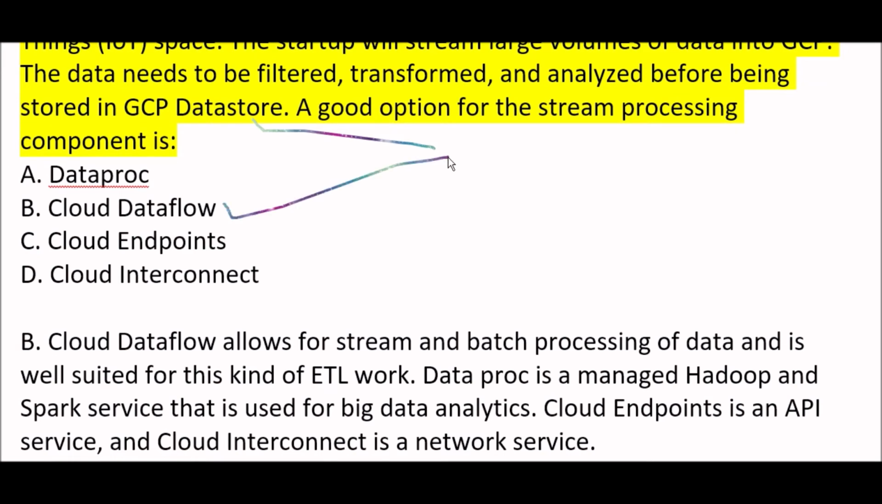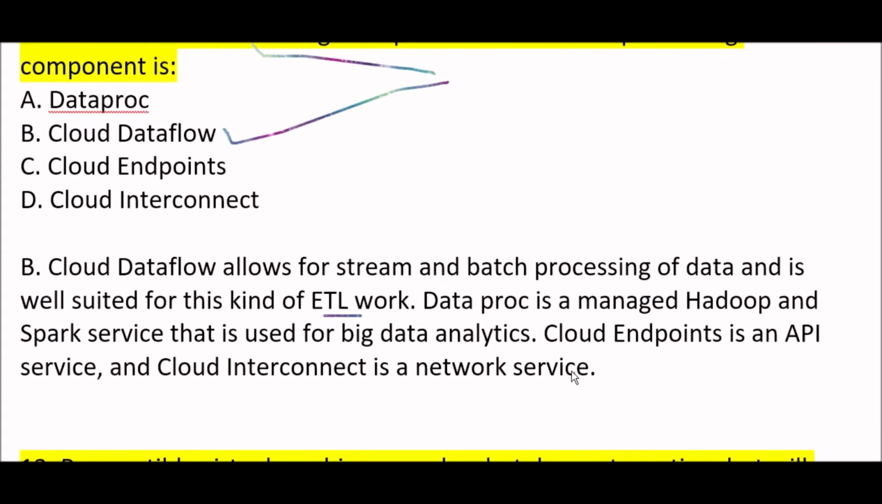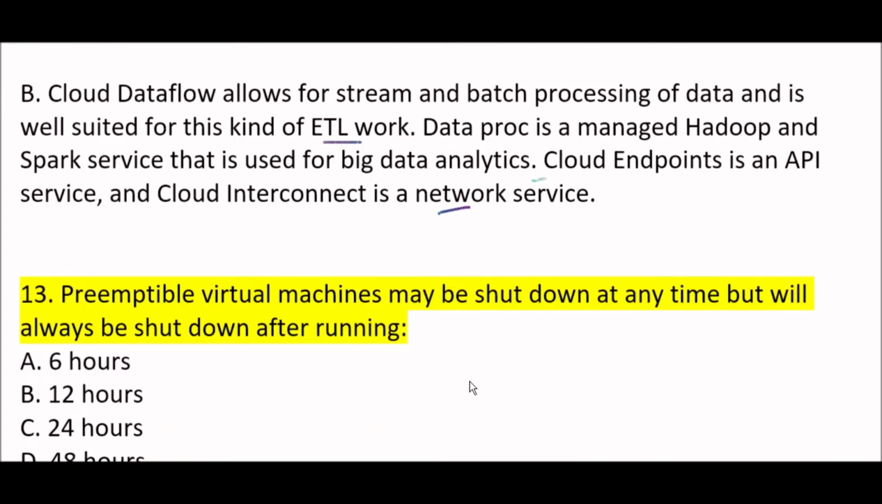Cloud Dataflow allows for stream and batch processing of data and is well suited for this kind of ETL work. ETL means extract, transform, and load work. Dataproc is a managed Hadoop and Spark service that is used for big data analytics. On the other side, Cloud Endpoints is an API service and Cloud Interconnect is a network service. So right answer here is option B. Next question.